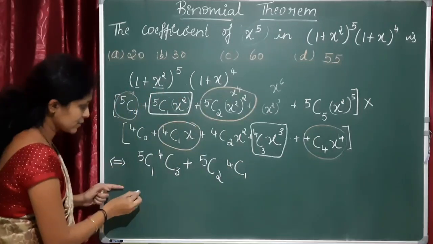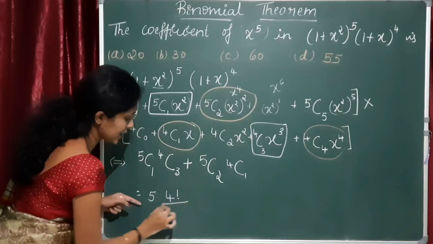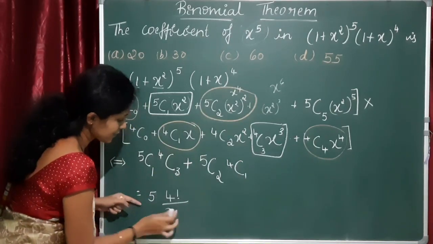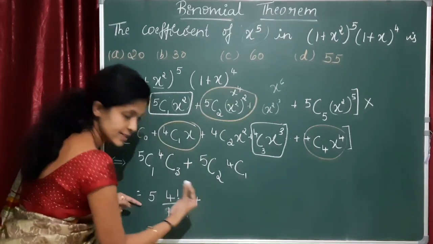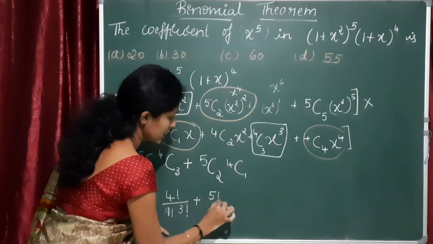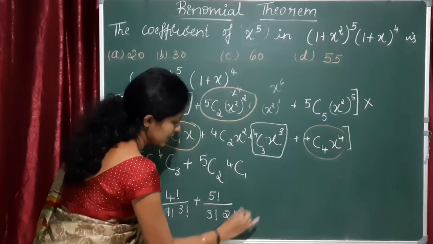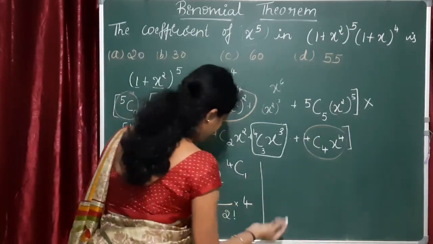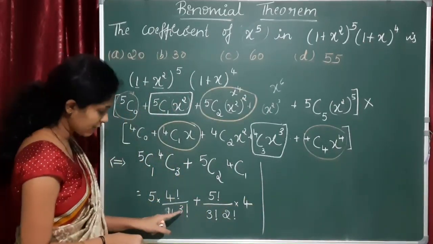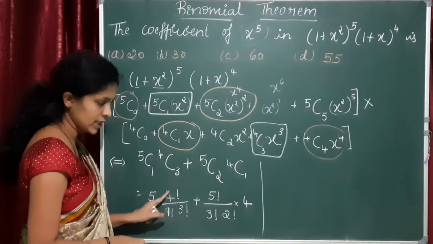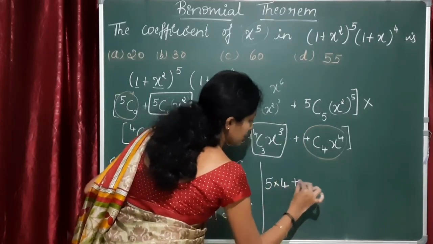Now we need to simplify this. 5c1 value will be 5. Right. So this is 4 factorial divided by 4 minus 3 factorial, that is 1 factorial into 3 factorial, plus 5c2 will be 5 factorial divided by 5 minus 2, that is 3 factorial into 2 factorial, into 4. Right? Now multiply and simplify. So this 3 factorial and this 3 factorial get cancelled, remaining with 4. So this will be remaining with 5. Is it clear? I am just doing the simplification, nothing else.